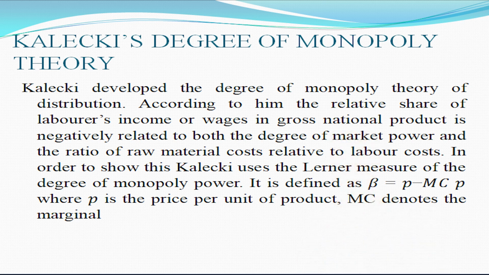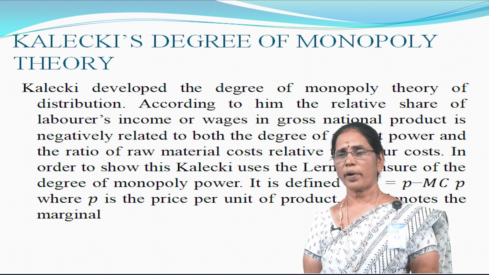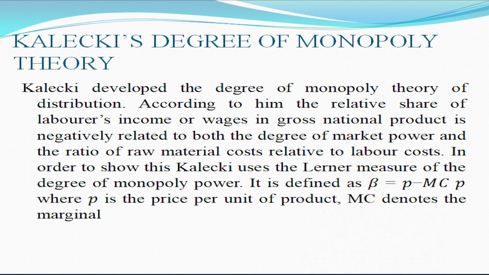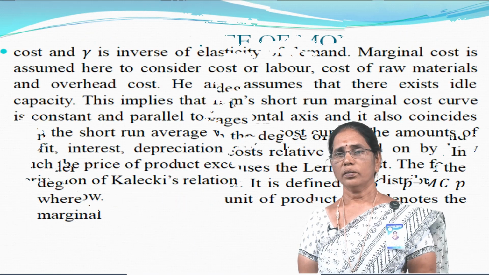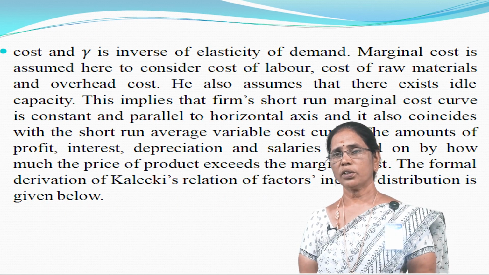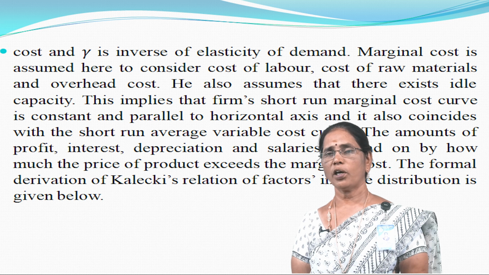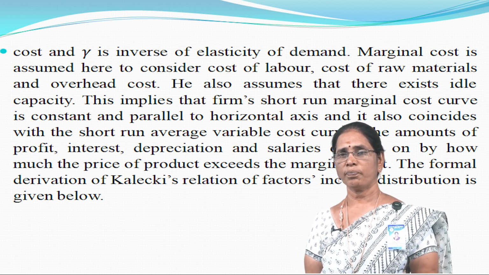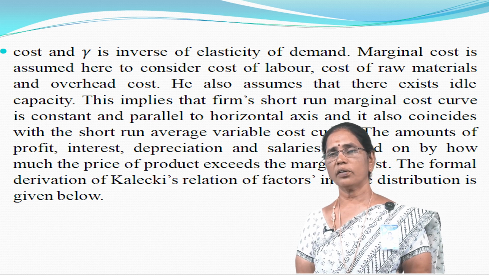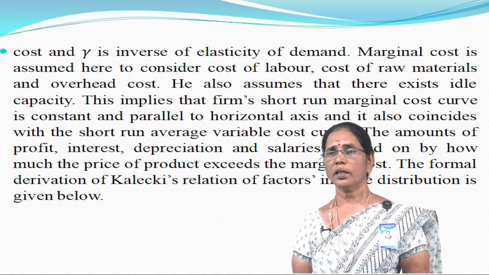It is defined as beta equal to (P minus MC) over P, where P is the price per unit of product, MC denotes the marginal cost of the product, and beta is the inverse of the elasticity of demand. Marginal cost is assumed here to consider the cost of labor, cost of raw materials and overhead cost.